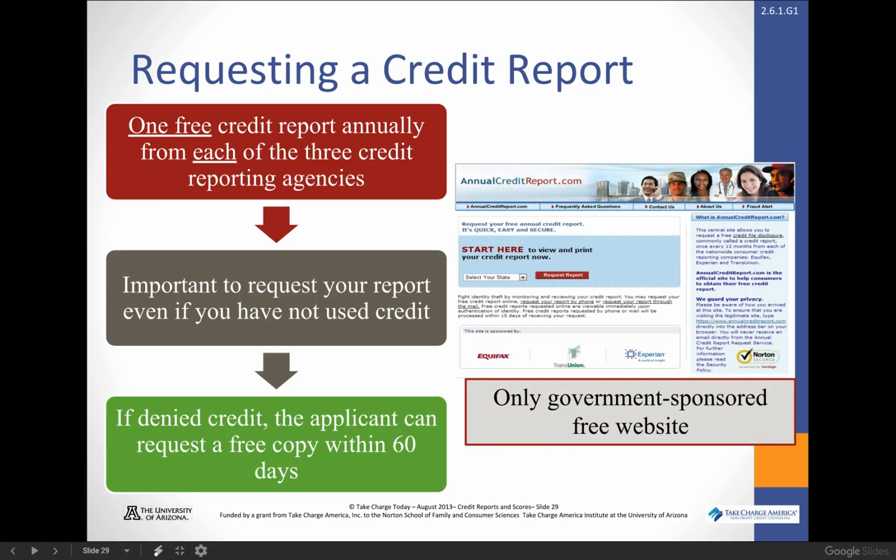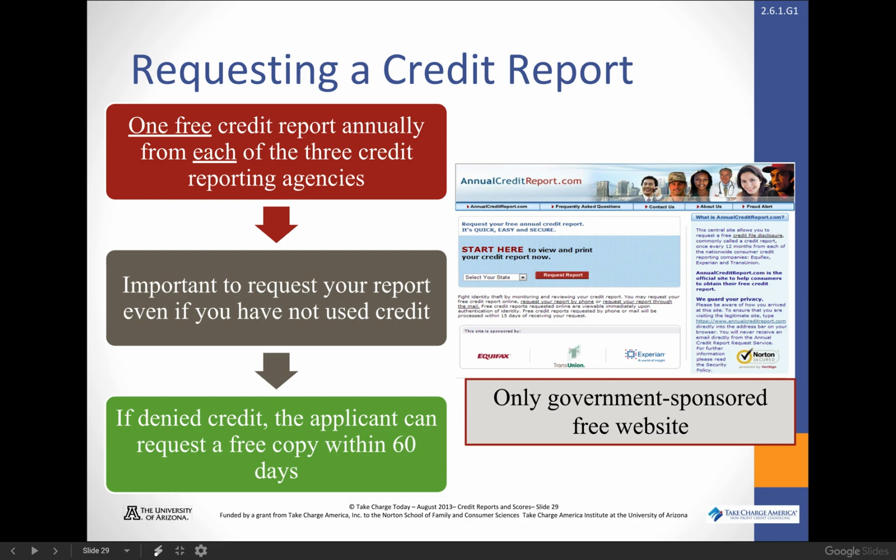So we can request a credit report. We know that we want to be checking our credit report annually. And we can do this for free once a year from one of those 3 credit reporting agencies. To get our one free credit report, we have to request it even if we have not used credit this year.